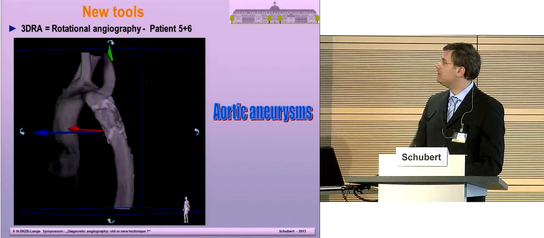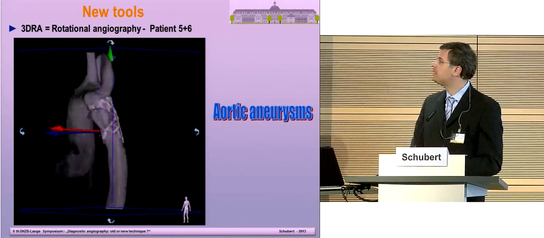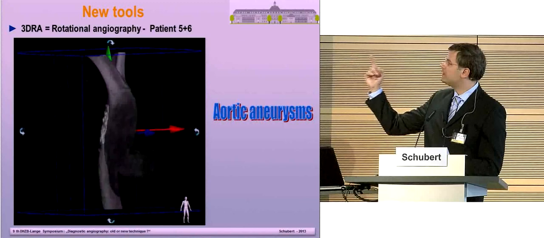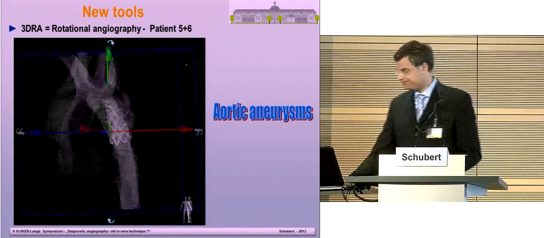And as you can see here, we might also miss an aneurysm in part of the stent. When you see it rotating, there is some projection where we don't see the aneurysm in this patient.